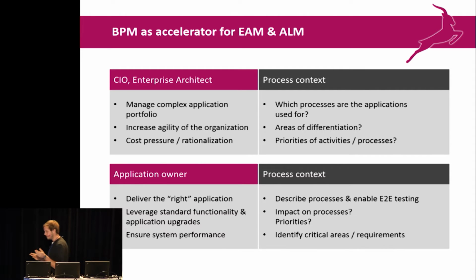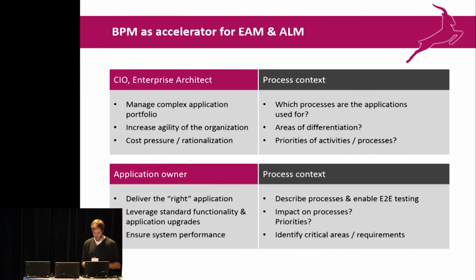Also to understand the interfaces or touch points between applications, because you can only understand that once you've understood the process. Then to know what our areas of differentiation are, and where the areas of efficiency are. That, of course, impacts a lot how your enterprise architecture or application portfolio has to look. And what are the priorities? If I'm talking about rationalization or cost pressure, I have to cut things off, right? So I have to get rid of things or consolidate things.